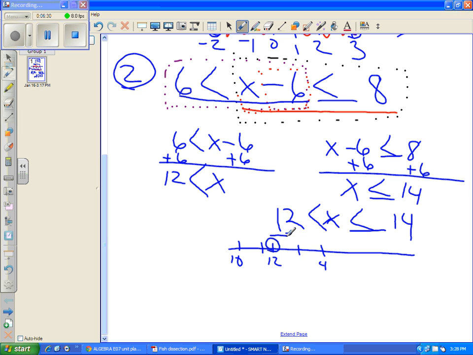And the other one says that x is less than or equal to 14, and you fill in your circle. And everything in between here is what it looks like. So the way you read this is that x is greater than 12 and less than or equal to 14, and you would actually write that out in words for this kind of problem.